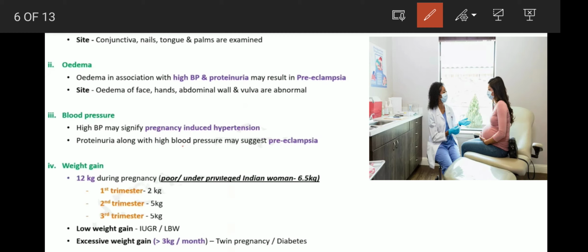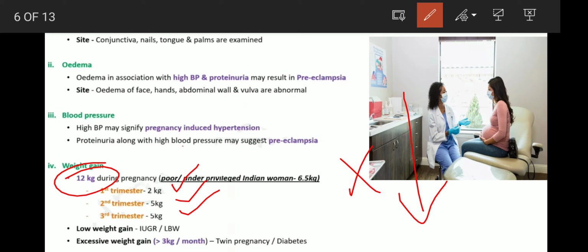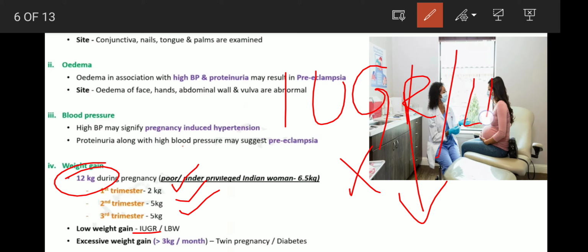Low birth weight is suggested if there is low weight gain. If 12 kgs is not reached, if the mother is not gaining weight as per the ideal weight gain during each trimester, it is suggestive of intrauterine growth retardation, or we have to be prepared for a low birth weight baby.